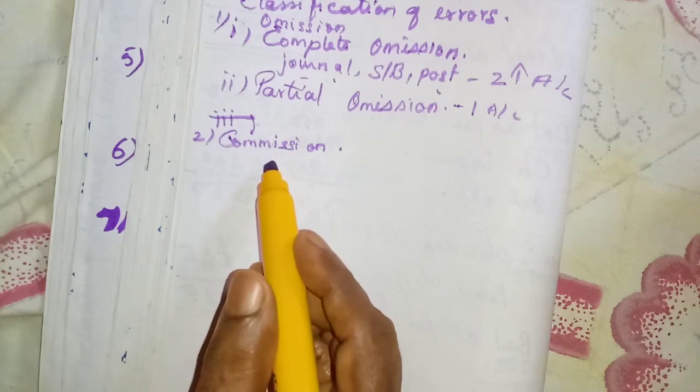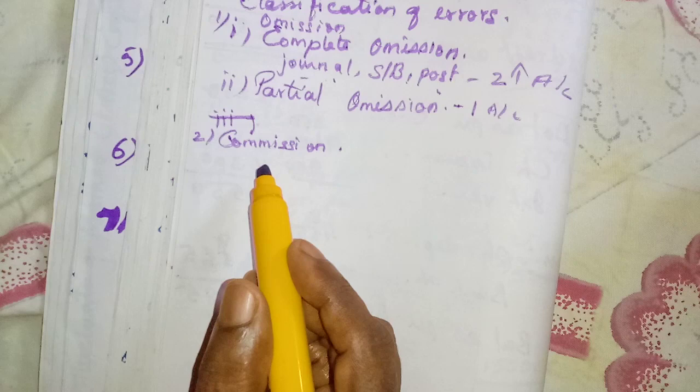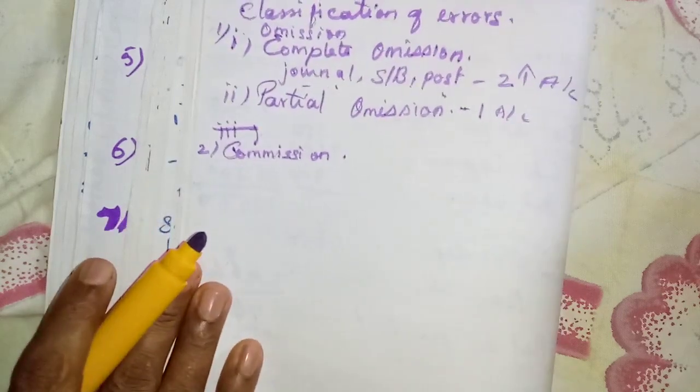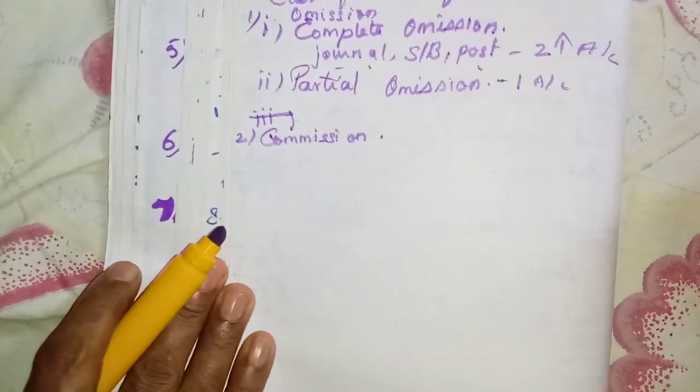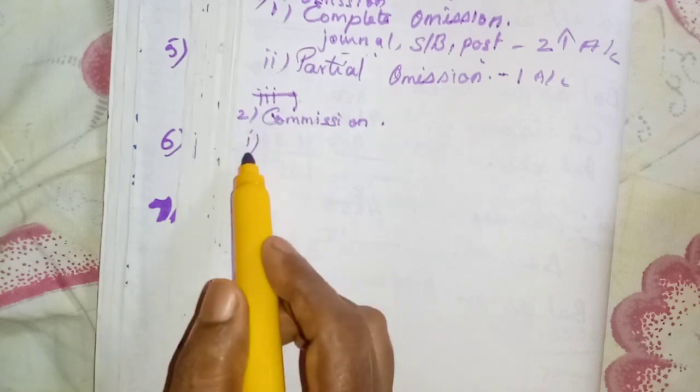They have to enter the journal entries carefully at the time of posting. For example, they see 450, but at the time of writing they may write 540. That is called error of commission. So in different ways this error of commission can be made.